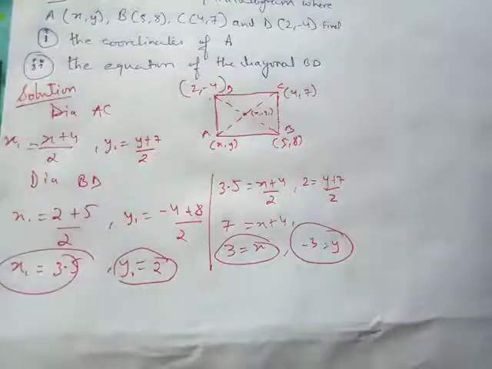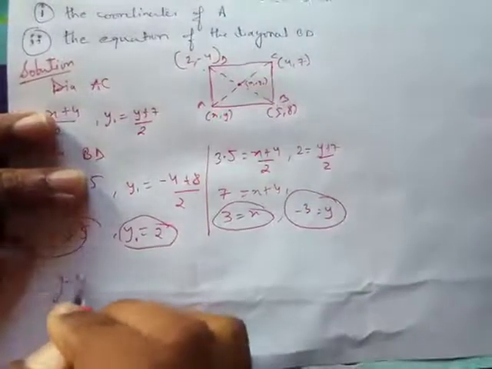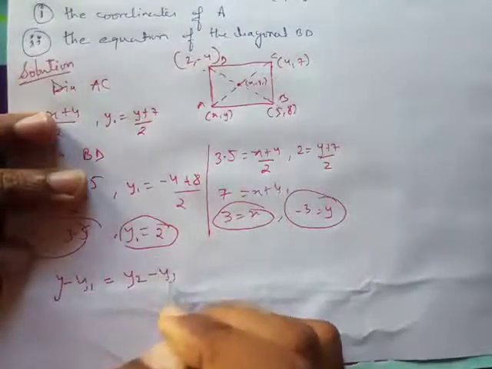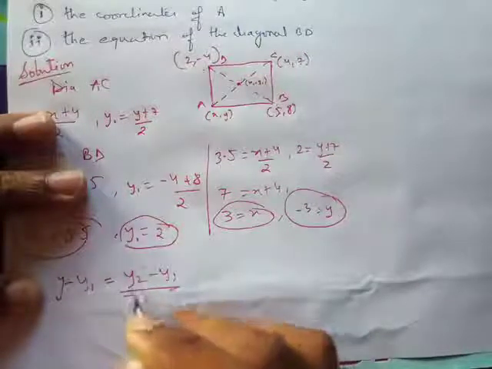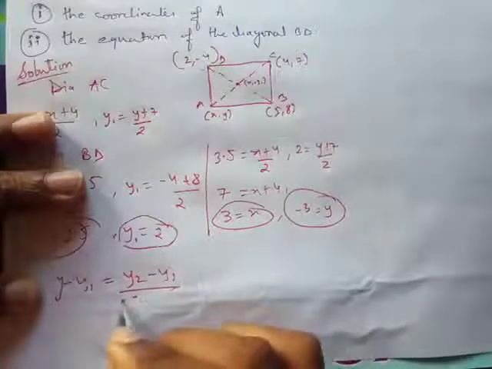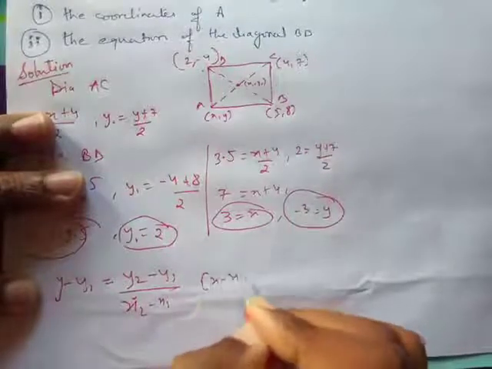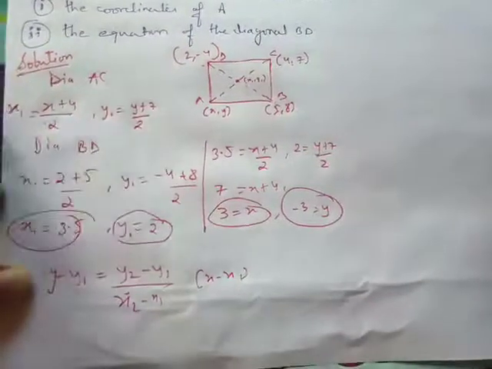y1 minus y upon x1, m equals to m. I'll write it down for you guys. y minus y1 equals to y2 minus y1 upon x2 minus x1, multiplied by x minus x1, or I can also write this as slope. This is the formula that I have to use when 2 points are given, and there are 2 points given.